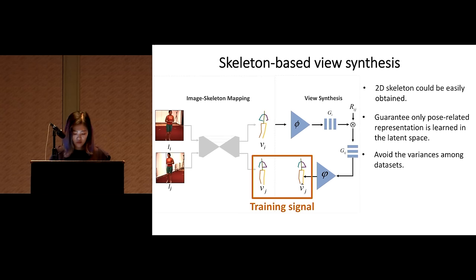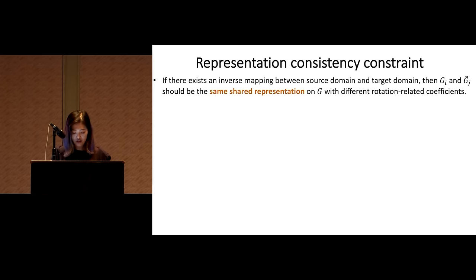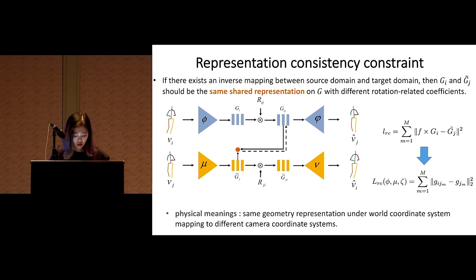But so far, the latent codes of all models are not guaranteed to have physical meaning. Therefore, we assume that there exists an inverse mapping between the source and target domains, and the two latent codes of the two domains should be the same geometry representation under world coordinates. Therefore, we propose a representation consistency constraint to the framework, and we implement it by a bidirectional encoder-decoder framework and synthesize the two domains at the same time.